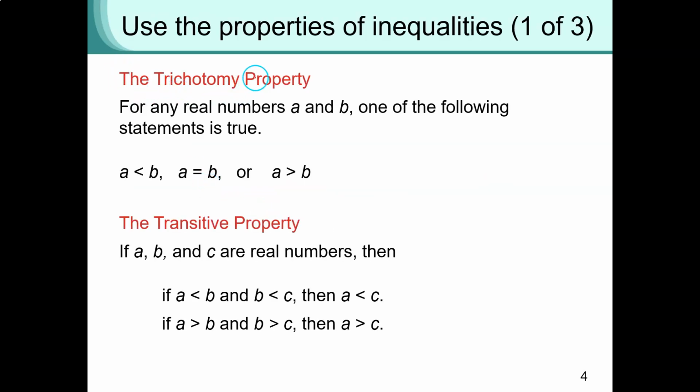The trichotomy property. For any real numbers A and B, one of the following statements is true: A is less than B, A equals B, or A is bigger than B.